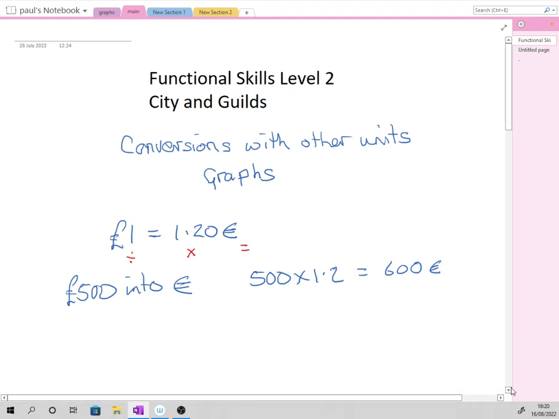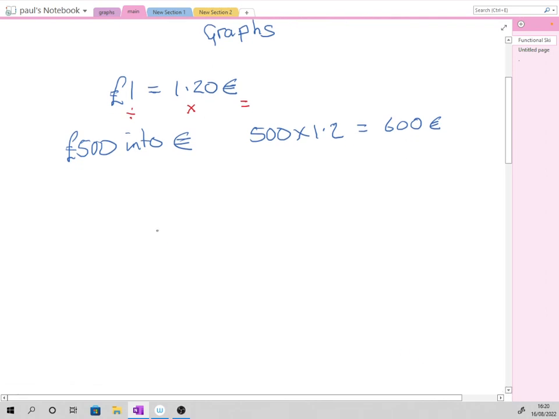So if we put things in little boxes, if we say we've got £1 and £1.20, and we put those in boxes there, and we put our signs in, divide, multiply, equals. And we can't have £500 over this side because this is the pound side. So we do 500 divided by 1, which is 500, times 1.2, which comes out to 600. So you get 600 euros.